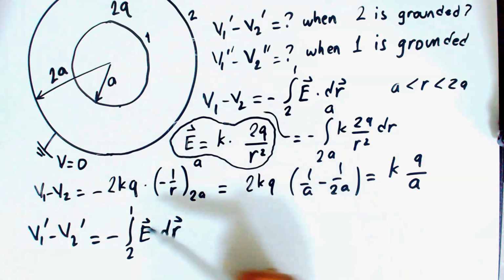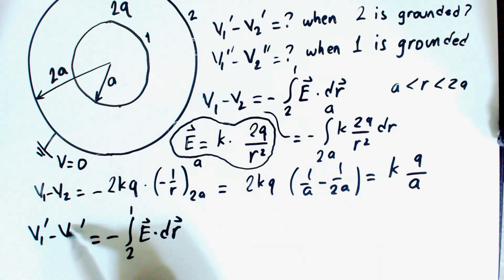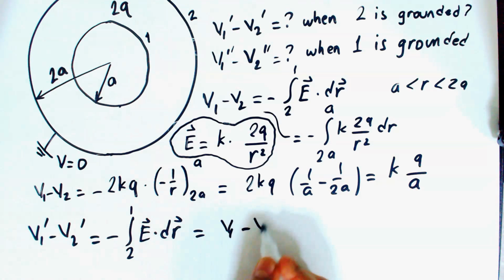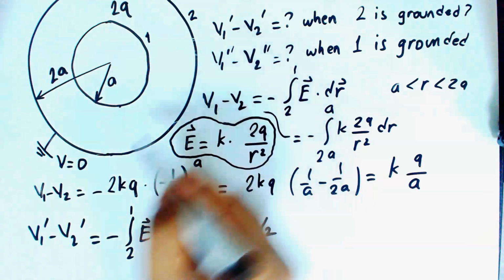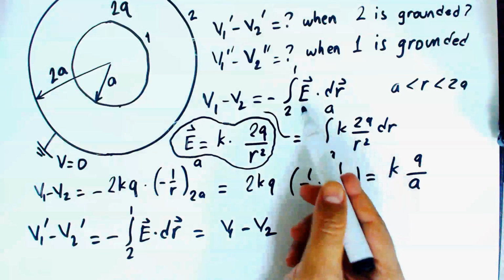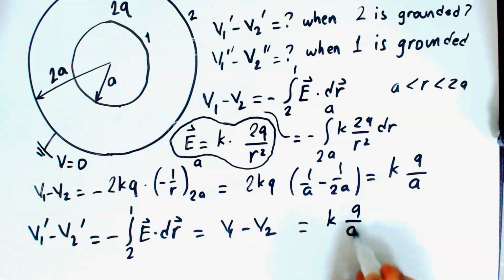So if the electric field doesn't change, why should this potential difference change? Of course it will not change. It will be equal to V1 minus V2, which is just the previous case, and do the same calculations with the same electric field, so you get the same expression, kq divided by a.